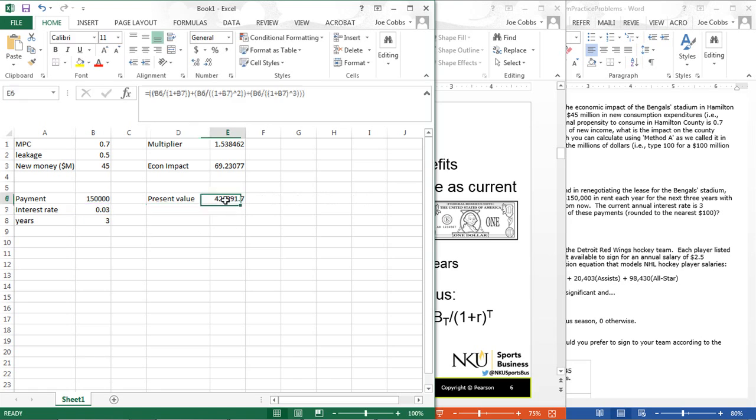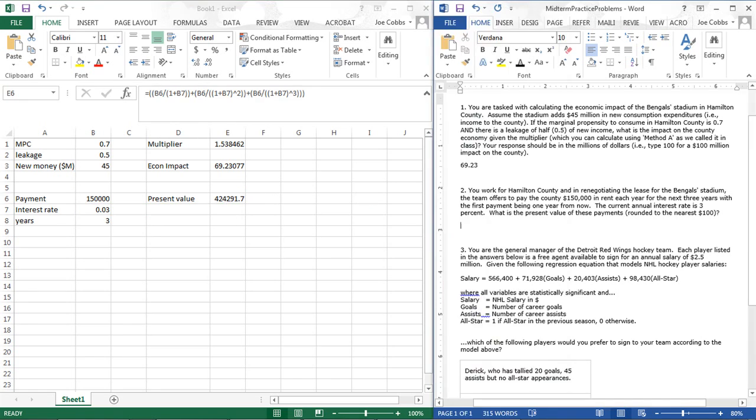So what happens here? We get an answer of $424,291.70. It looks like that could be right. It's less than 450,000 by a little bit, so that seems to be correct to me. 424,291 rounded to the nearest hundred would be 424,300.